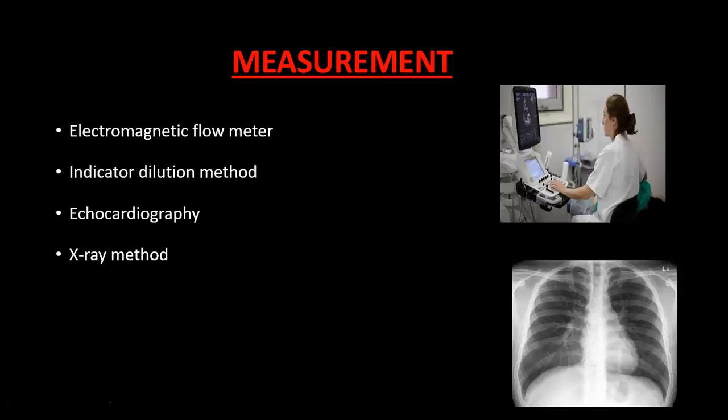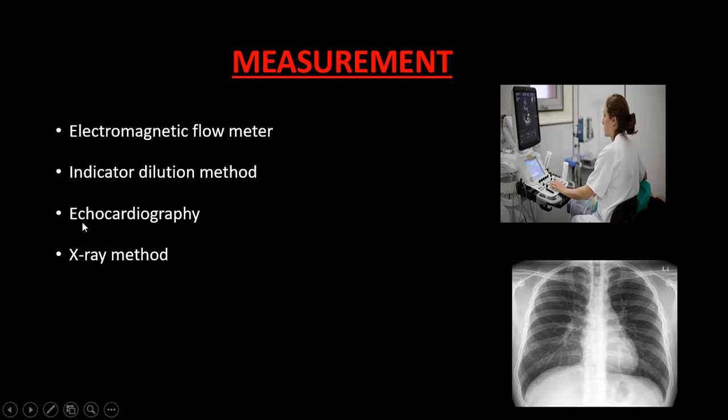Now let's see how the cardiac output can be measured. Cardiac output can be measured by different methods. The first ones are using an electromagnetic flow meter, an indicator dilution method, echocardiography, and X-ray method. In X-ray method, a radio-opaque dye is injected intravenously and then the size of the heart is detected by serial X-rays in systole and diastole, from which cardiac output is measured using computed programs.